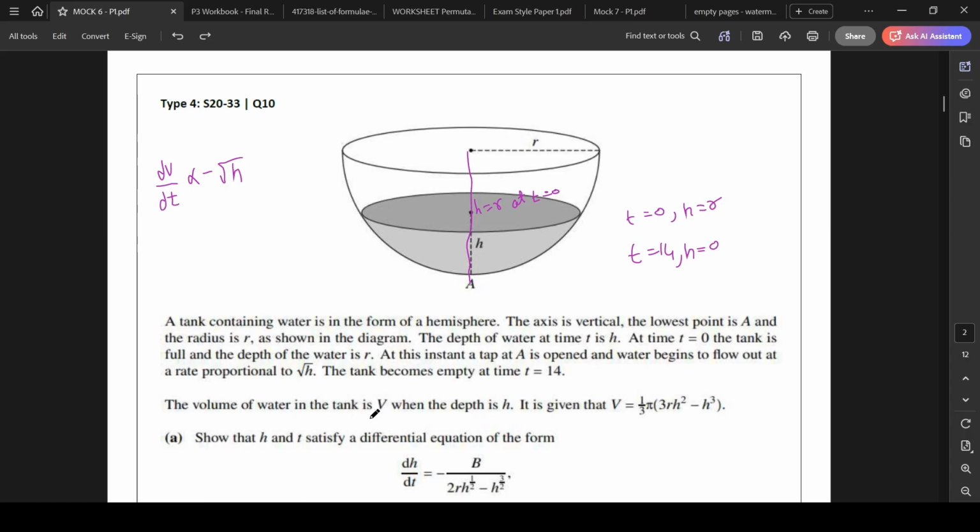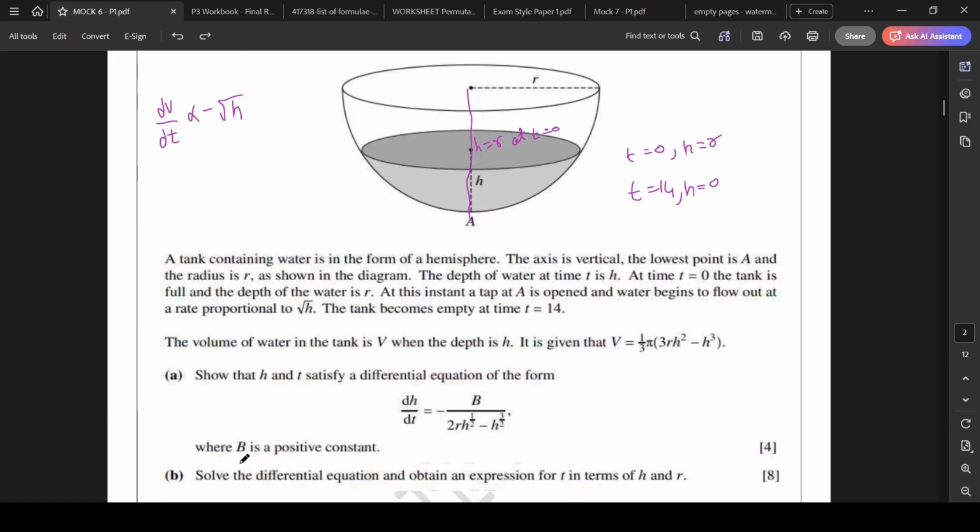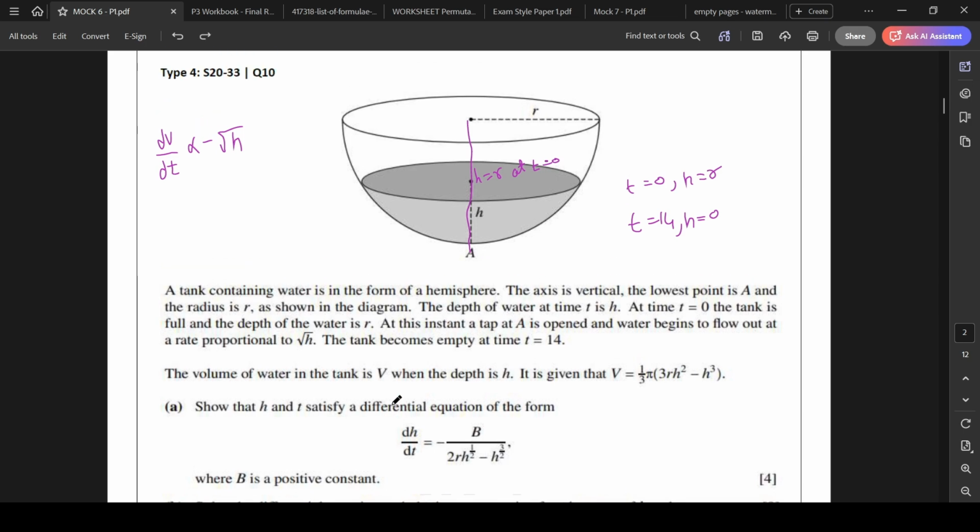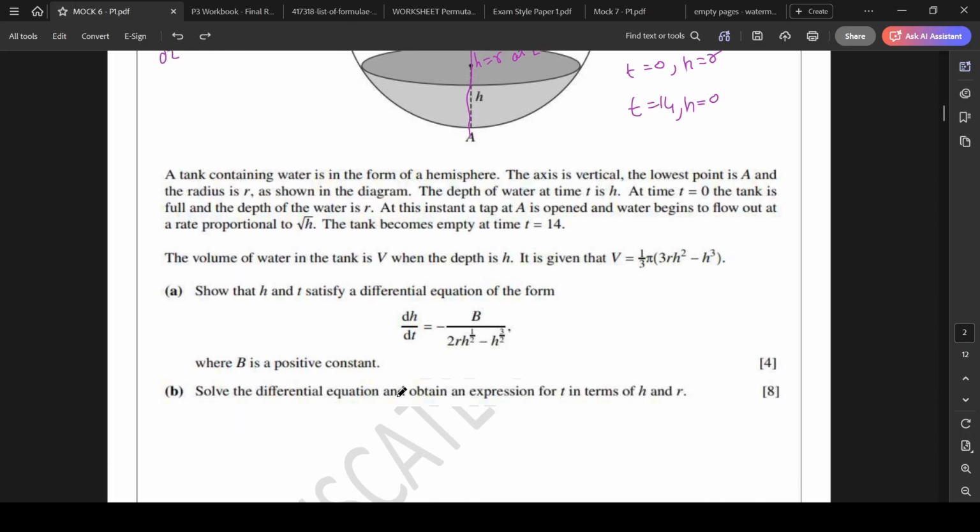Now the volume of the water in the tank is V when the depth is h. So for any given h, volume is given with respect to this formula, where r is the radius of this hemisphere tank. In part (a), we are supposed to show that h and t satisfy this differential equation where b is a positive constant. This kind of problem we have solved a lot in AS level when we dealt with rates of change. So I hope you are remembering those concepts.